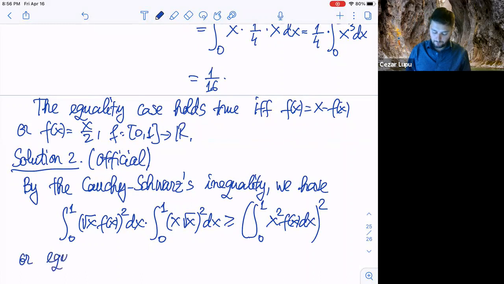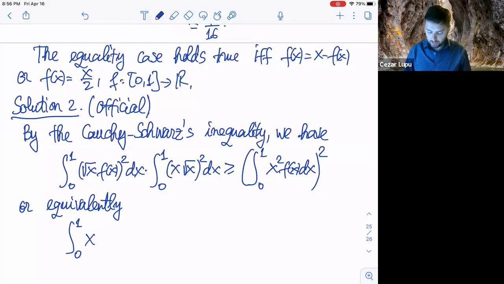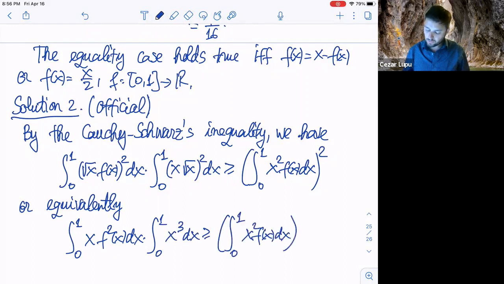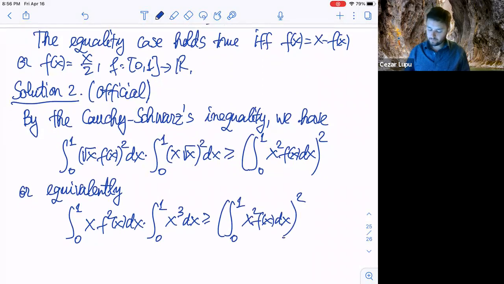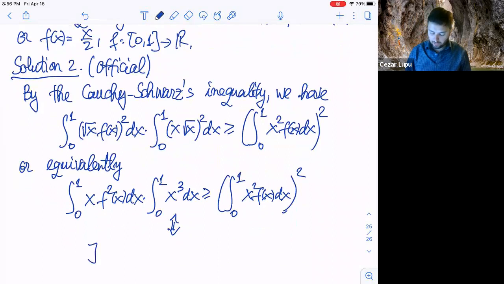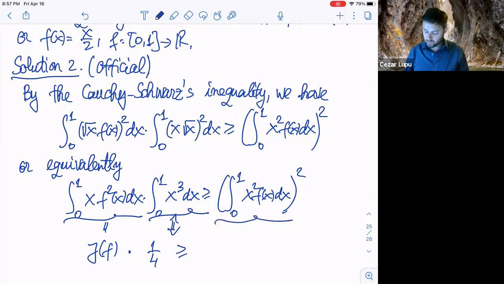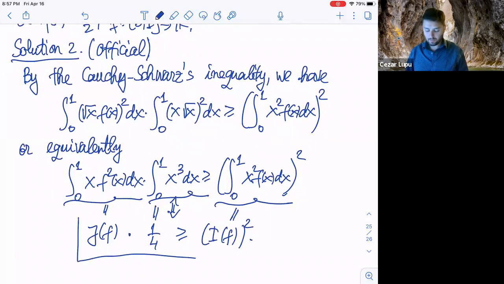Or equivalently, this is the integral from 0 to 1 of x f squared of x dx times the integral from 0 to 1 of x cubed dx, greater or equal than the integral from 0 to 1 of x squared times f of x dx, squared. All right, great. This can be translated using our notation. This is J of f, times this guy here, which is nothing other than 1/4, greater or equal than I of f squared. Wow, that's great. So we got this inequality.